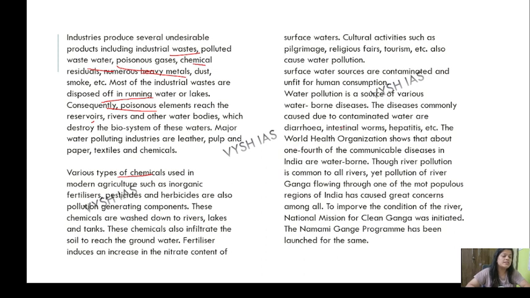Okay, let's directly come to this: the World Health Organization shows that about one-fourth of the communicable diseases in India are waterborne, like typhoid, which you must have heard about. Though river pollution is common to all rivers, pollution of the river Ganga, flowing through one of the most populous regions of India, has caused great concern. To improve the condition of the river, the National Mission for Clean Ganga was initiated. The Namami Gange program has been launched for the same.